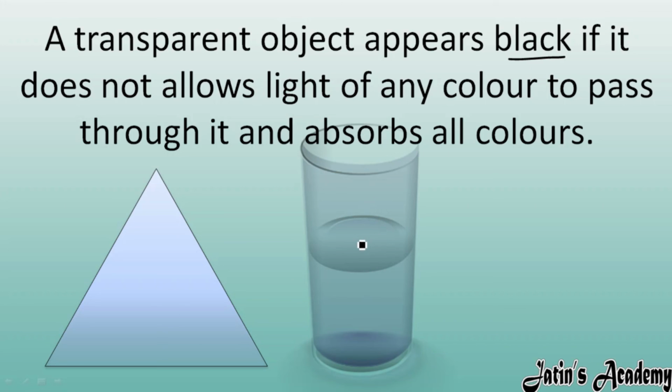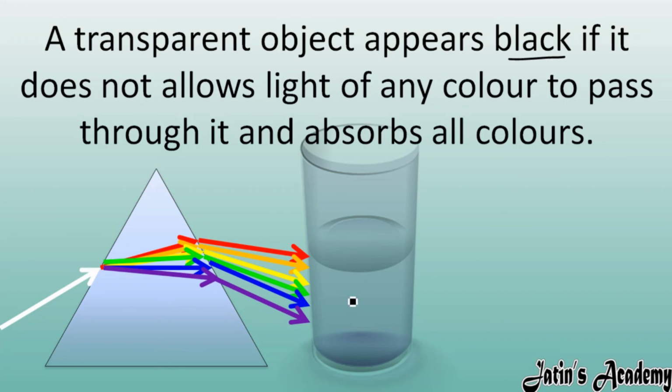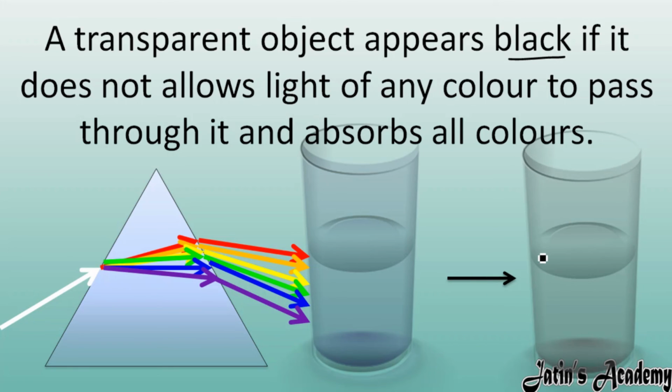Next, a transparent object that appears black. Why does a transparent object appear black? Because when white light falls on a transparent object, if it absorbs all the light radiations and does not allow any radiation to pass through it, then we see that glass as black in color. First of all, this glass is black in color. Black color means it will absorb all the white light radiations. That is why we see it as black only.